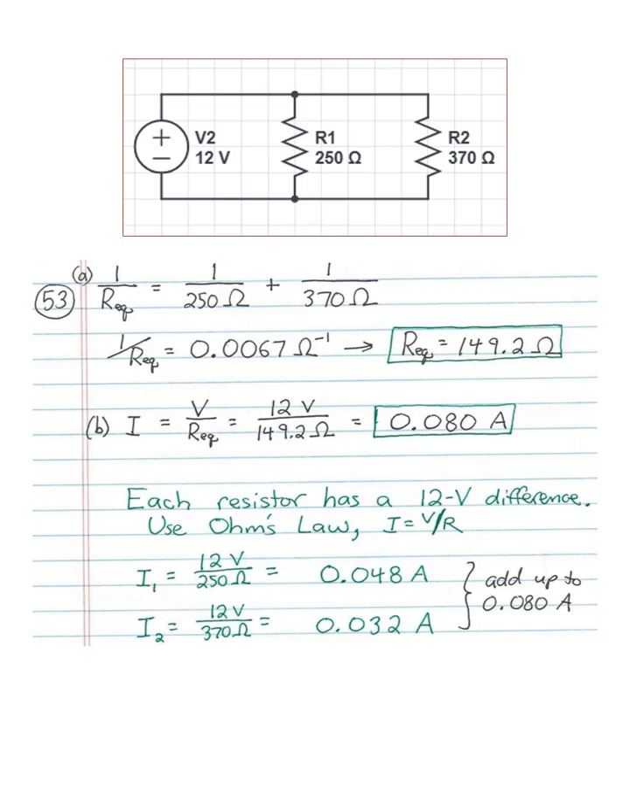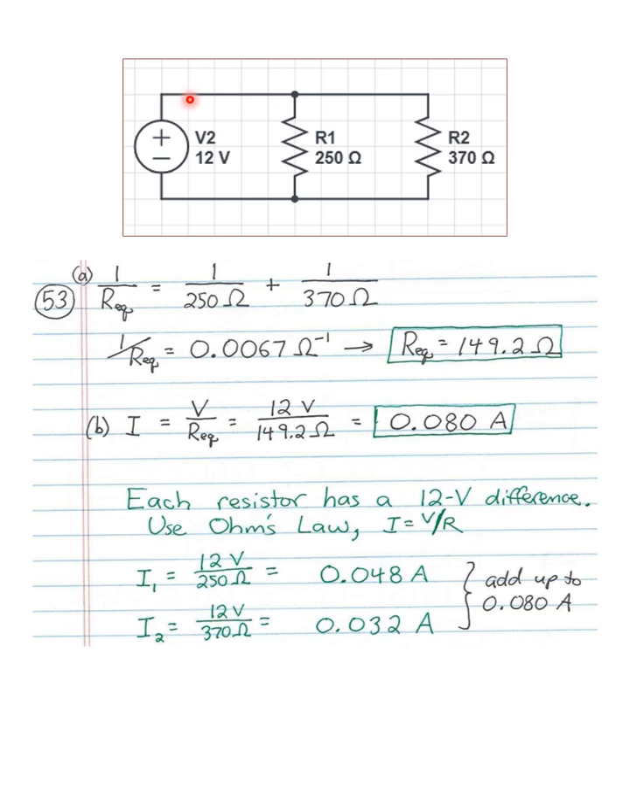Number 53 involves two resistors in parallel. You can see the diagram at the top. Find the equivalent resistance. The parallel combination is connected across a 12 volt battery. Find the current supplied by the battery and the current in each resistor. So if you look at the diagram, there's going to be a current drawn from the battery. And that current is going to be determined by the equivalent resistance of both of those resistors. So we need to find that equivalent resistance.